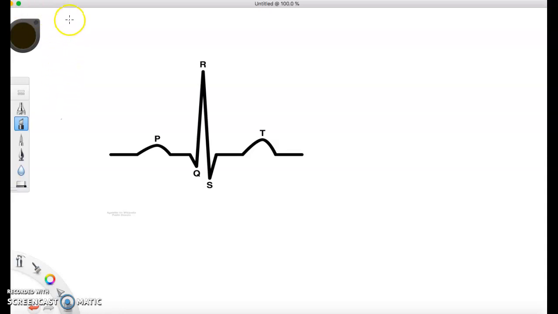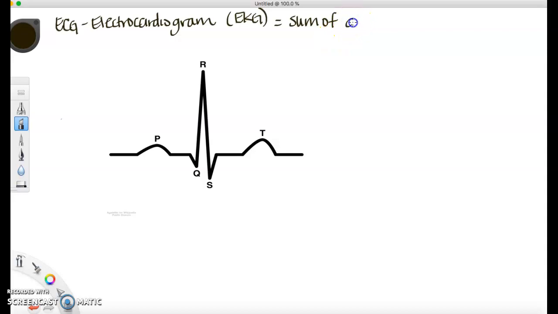So let's talk about the ECG. So this is the Electrocardiogram, also called the EKG. So the EKG is the sum of all action potentials in the heart.